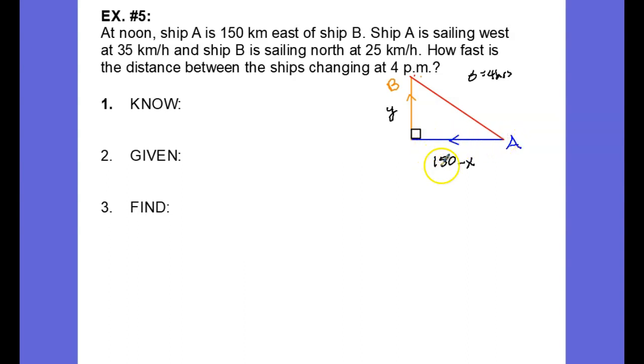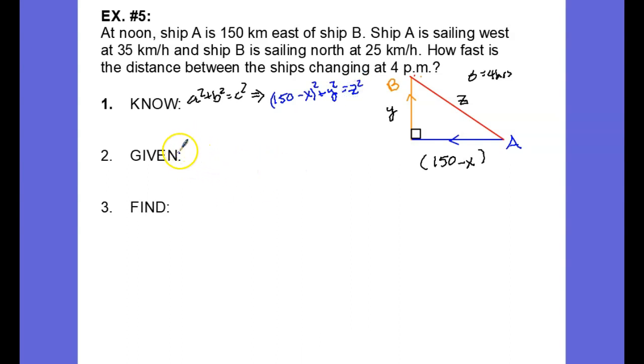A is traveling to the west. And let's go ahead and call our hypotenuse here Z just to be consistent. Now, what I know is the Pythagorean theorem. So we have A squared plus B squared equals C squared, which in this case is going to be (150 minus X) quantity squared plus Y squared is equal to Z squared.